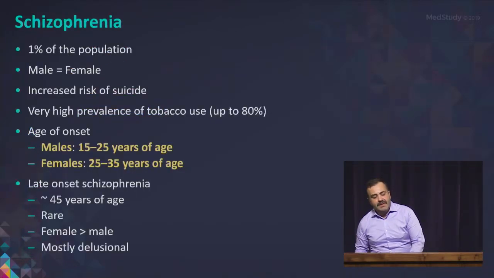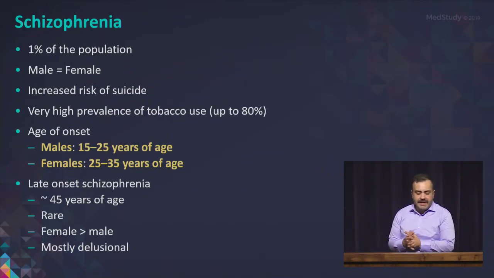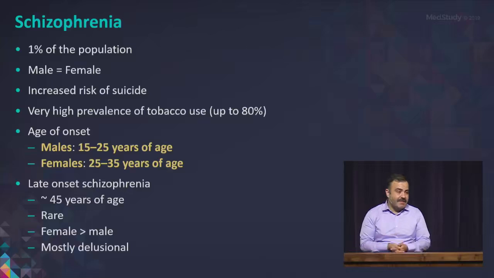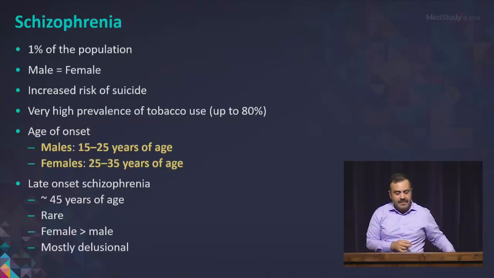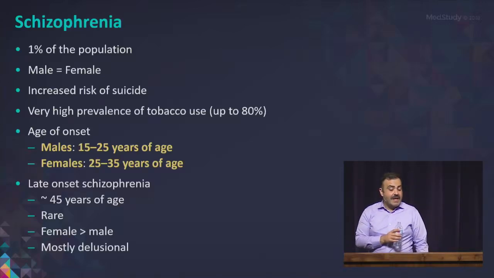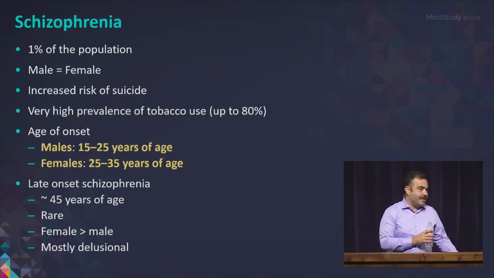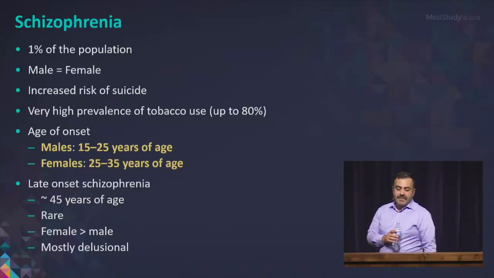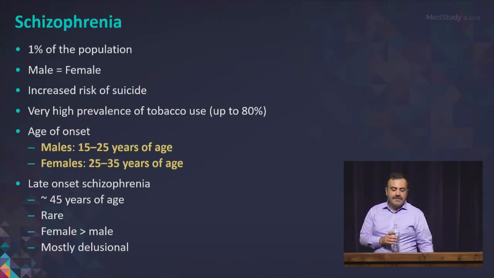The prevalence is about 1%. Occurrence is equal in males and females. They have an increased risk of suicide. There is a very high prevalence of tobacco use in schizophrenia patients. About 80% of patients with schizophrenia smoke tobacco. A very important take-home: age of onset in men is 15 to 25 years of age, and in females, 25 to 35, which is back to my point.